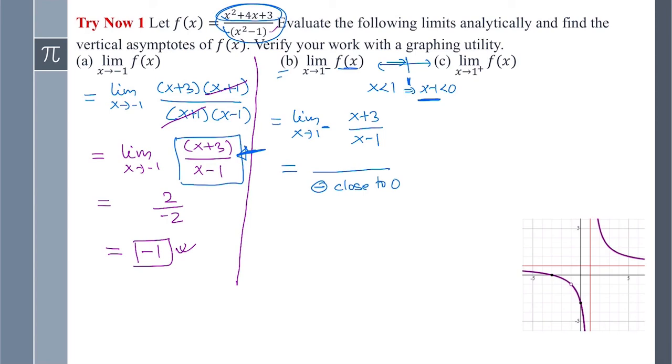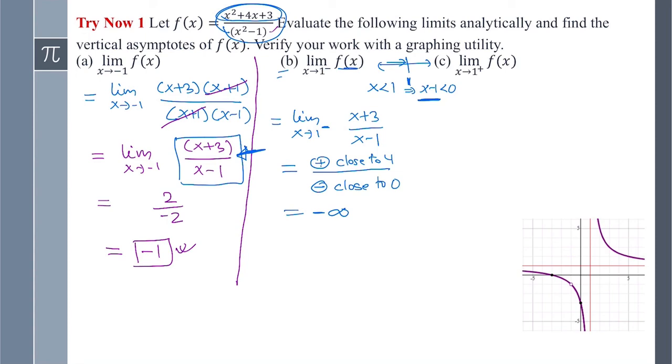In the numerator, when I plug in 1, I get 4, so it's a positive number close to 4. Now, if you divide a finite number like 4 by a really, really small number, you'll get a huge number. So we get infinity, but we have positive divided by negative, so we get negative infinity. That's the limit for when x approaches 1 from the left.